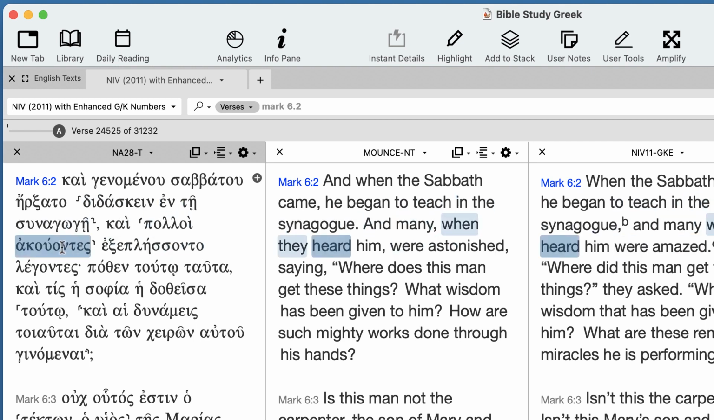And many hearing, in other words, when they heard it, they were astonished, saying, then here's this interesting phrase, where to this one these things. Now, tuto is a demonstrative pronoun, right? It means this. But in this case, contextually, you can clearly see that it's referring to Jesus. And you could say, as I do in my translation, this man, or you could say, from whence, or from where, to him, these things. In other words, where do these things come from to him?